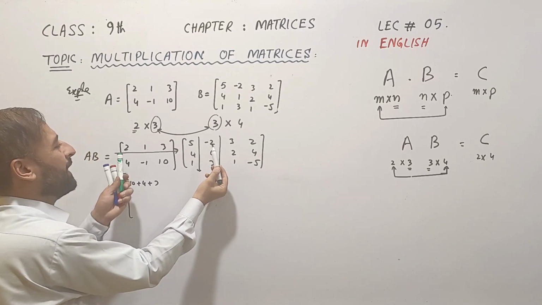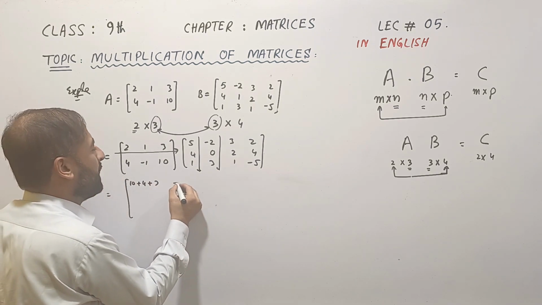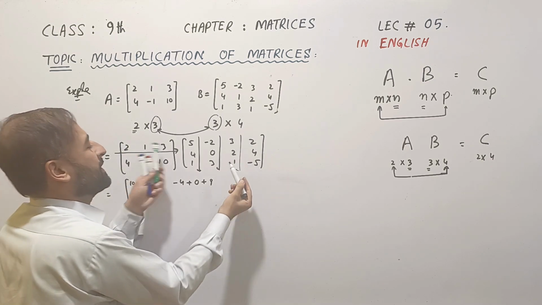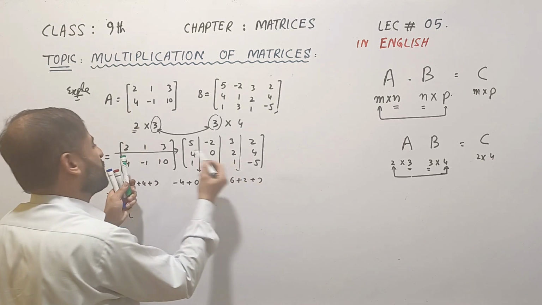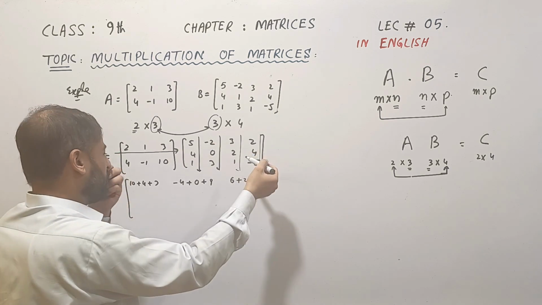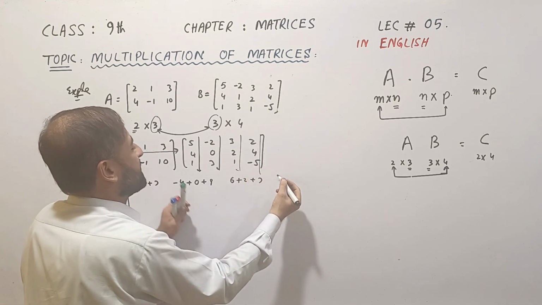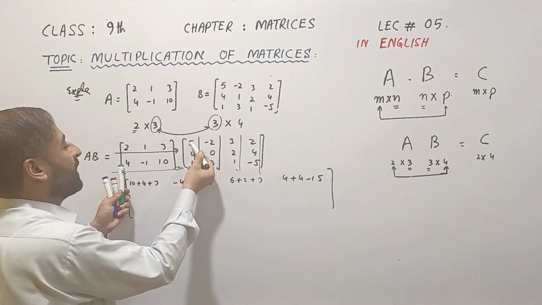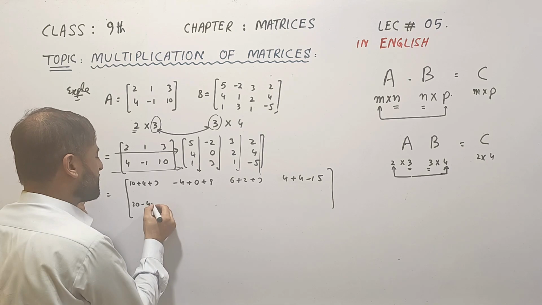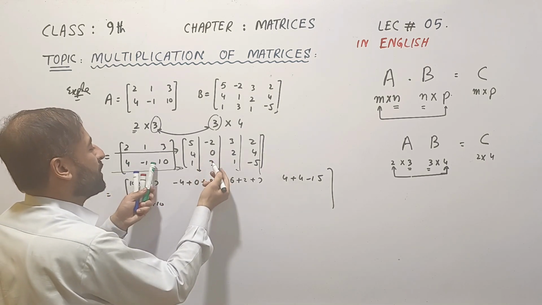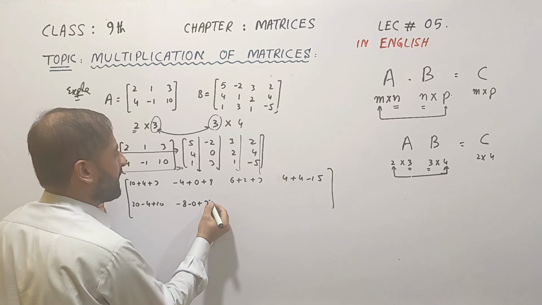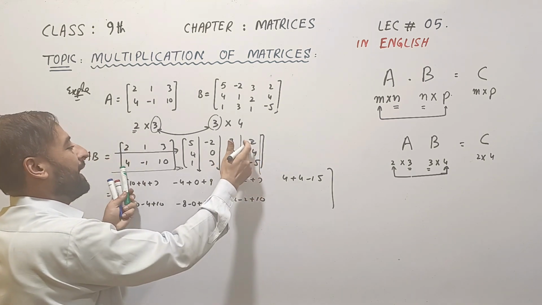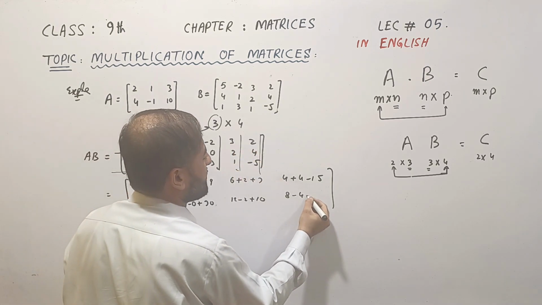First row, second column, multiply them. Minus 4 plus 0 plus 9. First row, third column, 6 plus 2 plus 3. Last one, first row, fourth column, 4 plus 4 minus 15. Now, second row, first column, 20 minus 4 plus 10. Minus 8 minus 0 plus 30. 12 minus 2 plus 10. Last one, 8 minus 4 minus 50.